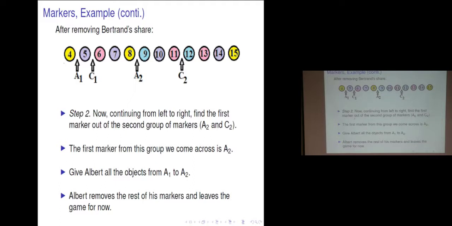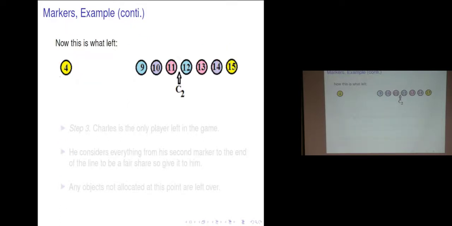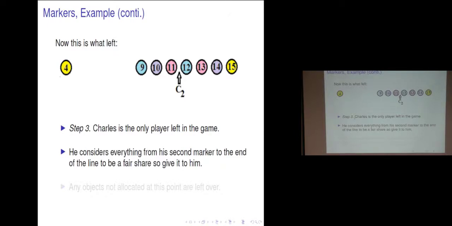So we also, that's a picture. Okay, and then step three. Charles is the only player left in the game, right? So he considers everything from his second marker to the end on the line to be a fair share, so give these to Charles. Right? So we removed the item 8, right?